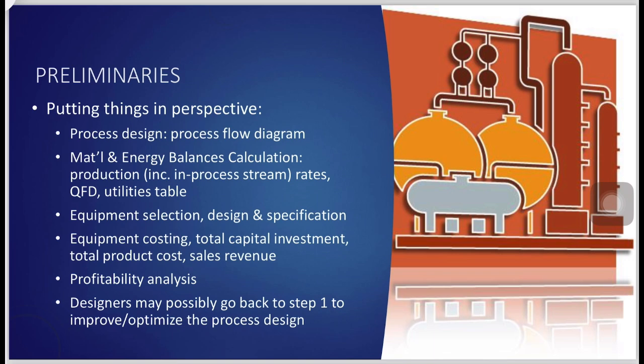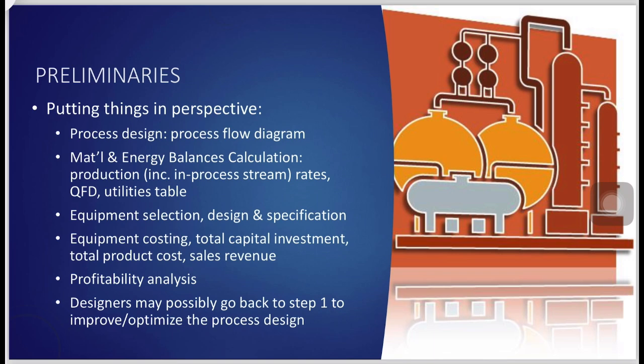And then after making the material and energy balances, you need to select the equipment, the design and the specification of each equipment to suit your process design and your material and energy balances. And then you need to cost the equipment, including the total capital investment, the total product cost, and the sales revenue. Okay, so you already have the cost. Next, after the costing, you will need to know if your process plant is profitable. Okay, so that's why you do the profitability analysis.